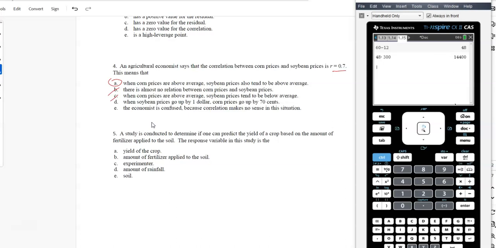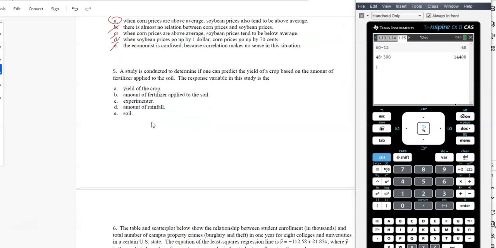When corn prices go up by $1, soybean prices go up by 70 cents. We don't even know the units of these, so definitely don't know that. Economists are confused because correlation makes no sense in this situation. No, I mean, it makes sense to do a scatter plot. I don't think that's true. Just trying to show you maybe why some of those are wrong.